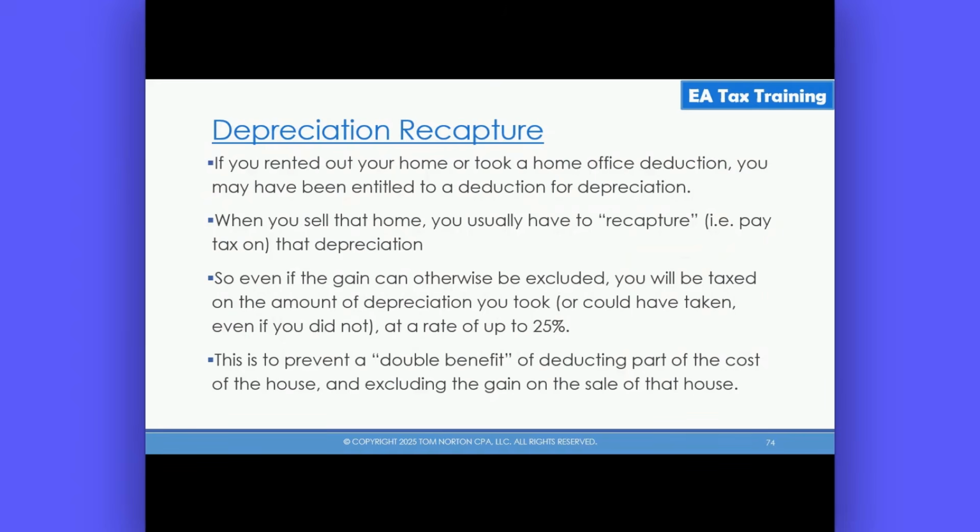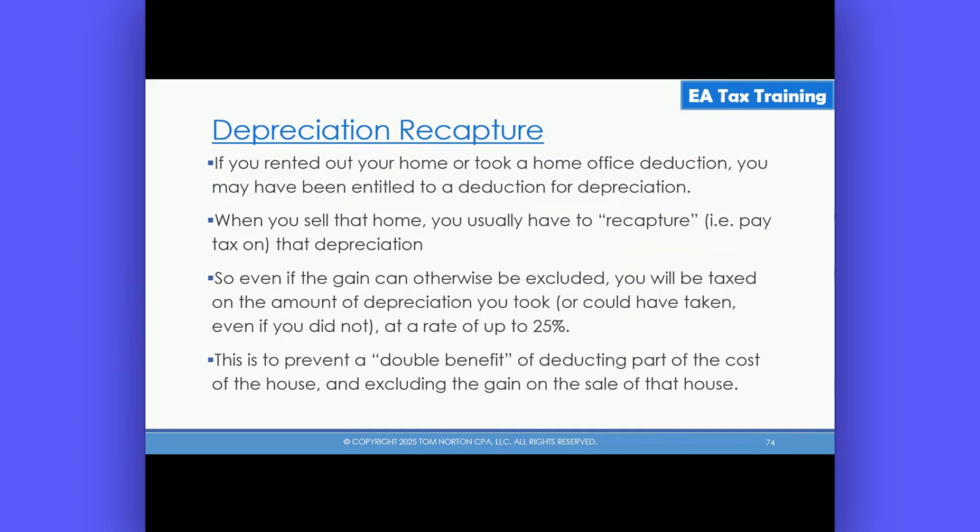Depreciation recapture. If you ever rented out your home, or if you ever took a home office deduction, you may have been entitled to a deduction for depreciation. Remember, depreciation is only for business use, but business use of your home is business use. And if you rented it out, then that counts as well. So when you sell that home, you are usually going to have to recapture depreciation. Recapture means you're going to have to pay tax on it.